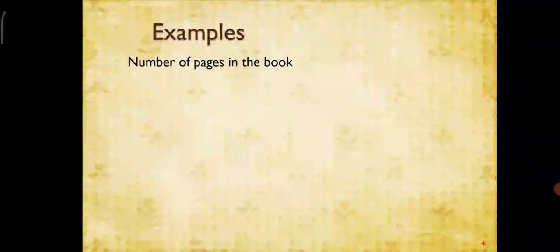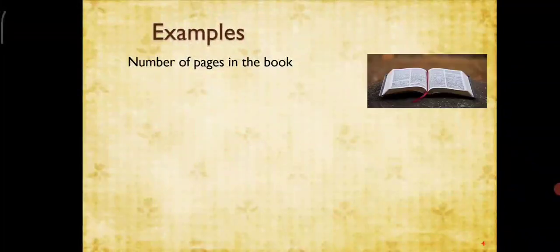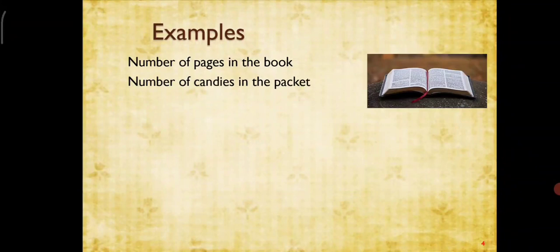Number of pages in a book. Easily we can count it. How many pages are there? 1000, 2000, hundreds. Like that you are able to count it. Number of candies in a packet. How many candies are there in the packet? So it is countable.